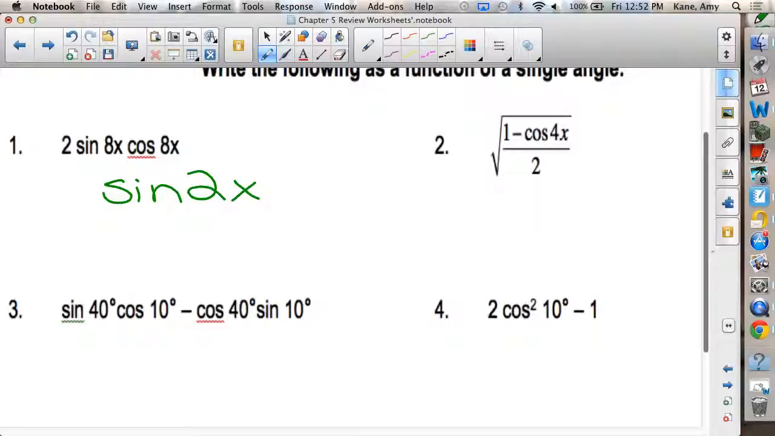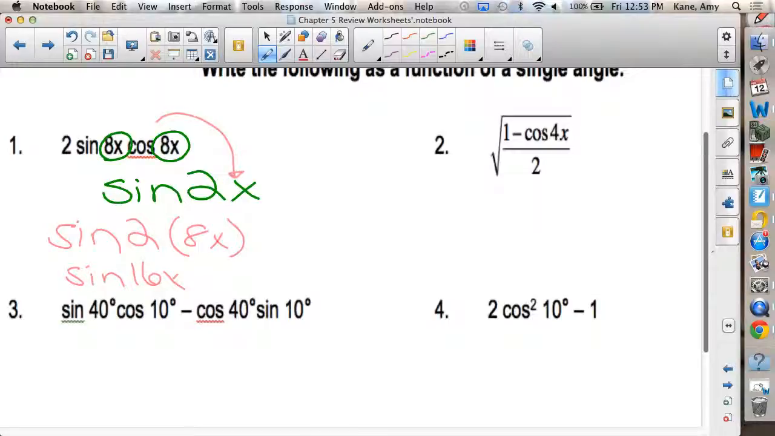The angle in the problem is 8x. That angle replaces the x in your double angle formula because I'm doubling whatever angle they're giving us in the problem. So I have the sine of a double angle, well the angle is 8x. So if I simplify this, I get the sine of 16x. The angle has to be doubled, the angle they're giving us is 8x. That's it, sine 16x.